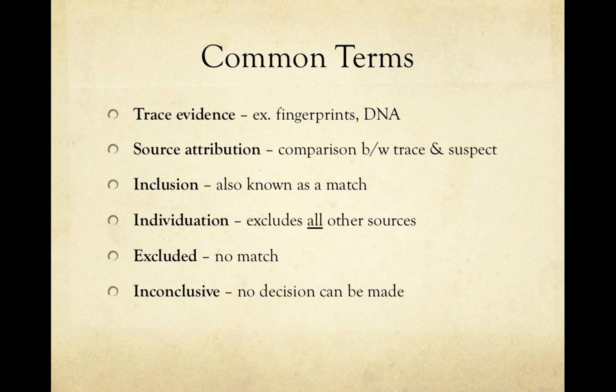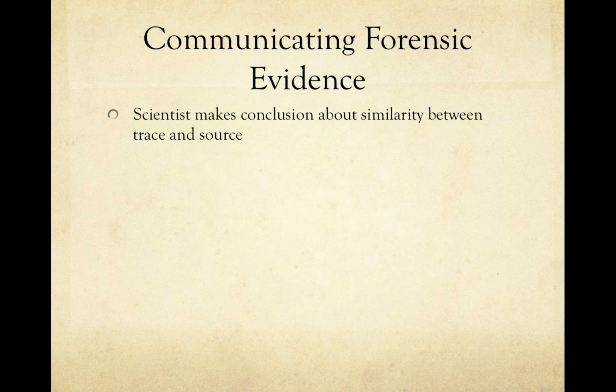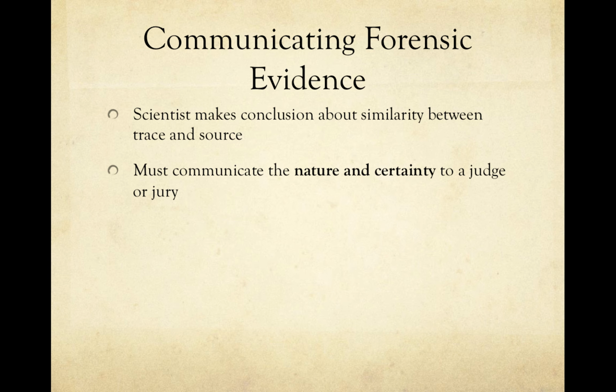So a forensic examiner goes through this process of determining a match, and then after they do this, they have to communicate this information to the jury or the jurors in some way. So the scientists make this conclusion about the trace and the source: I have a match or I don't. And then they must communicate both the nature and the certainty to a judge or a jury. There are typically four different ways to communicate forensic evidence.